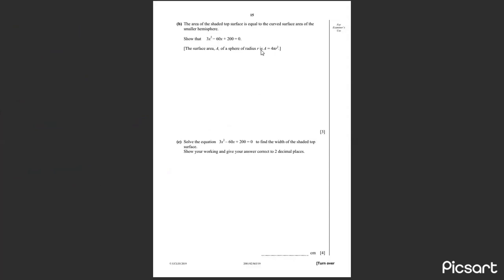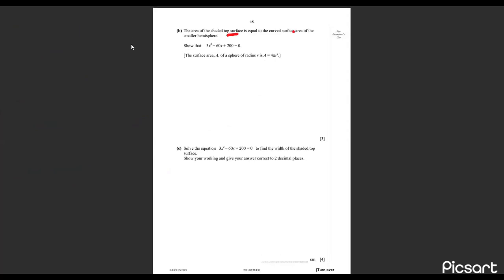Here, the area of the shaded top surface is equal to the curved surface area of the smaller hemisphere. Don't forget the surface area of a sphere is 4 pi r squared, so the hemisphere, which is half, is 2 pi r squared. 99 percent of a right answer comes from good analysis and understanding of the question. So the area that we already got is equal to the curved surface area, which is 2 pi r squared.